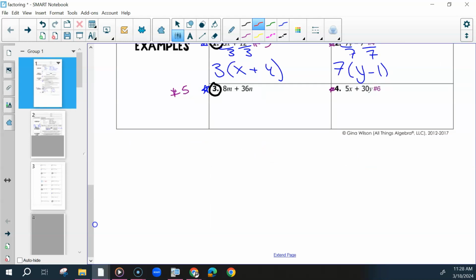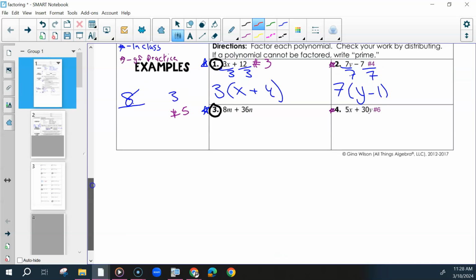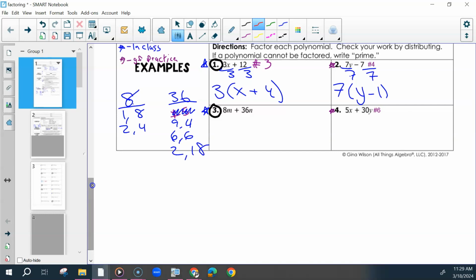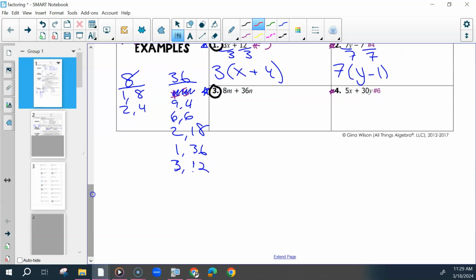What about number 3? It is 4. If you're not sure, you could quickly list out all of your factors of 8 and 36. 8, you know, is 1 and 8, 2 and 4. What are factors of 36? 9 and 4, 6 and 6, 2 and 18, and 1 and 36. So you could always list out your factors and then find the highest like that, but it is 4.